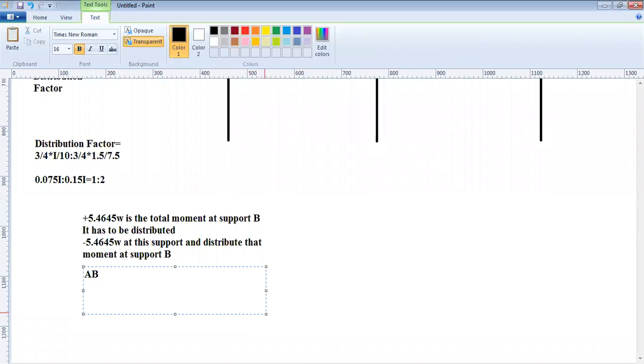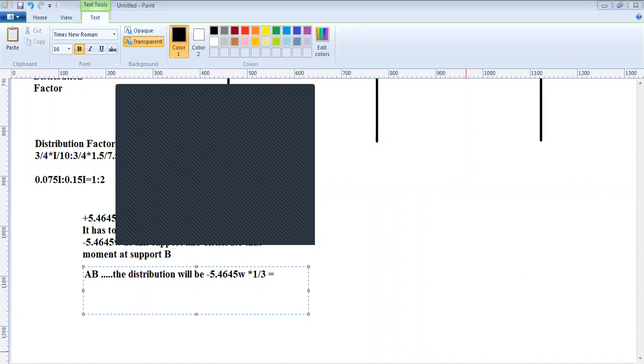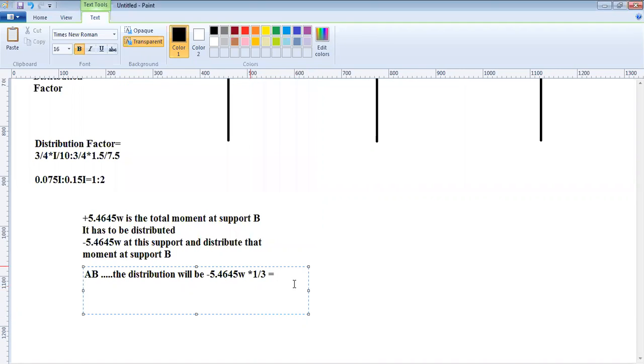For side AB, the distribution will be minus 5.4645 W into 1 divided by 3, because the total distribution is 1 plus 2. So how much is this? 5.4645 divided by 3 is 1.8215. So minus 1.8215 into W.